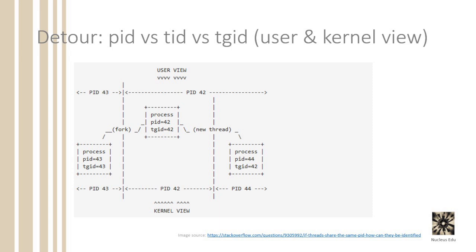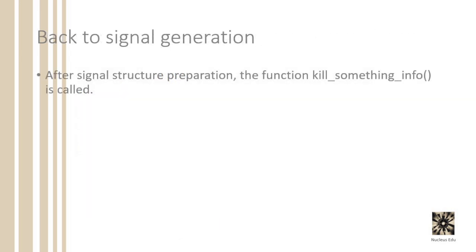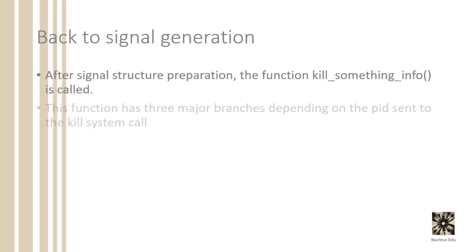Alright, so here we end our detour. We understood what the difference is and why we're using TGID in the previous code. Now we move back to the signal generation, and if you remember, after we were talking about signal structure preparation, right after that the function was calling kill_sig_something_info, and this function basically has three major branches, depending on the PID sent to the kill system call. When we look into this in detail, these three branches correspond to the different interpretations of the PID that we saw when we were discussing the kill system call previously.